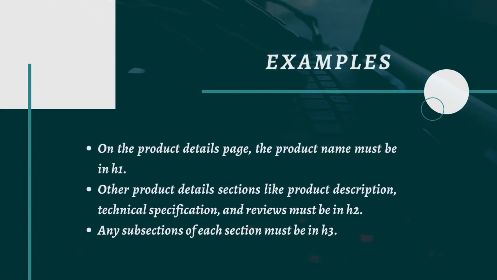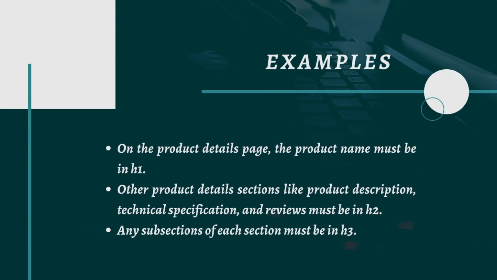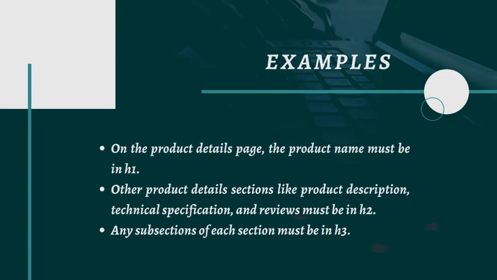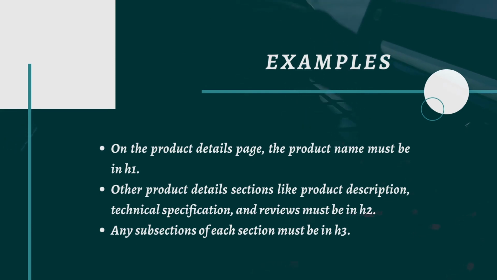Now, let's look at some examples. On the product details page, the product name must be in H1. Other product details sections like product description, technical specification, and reviews must be in H2. Any subsections of each section must be in H3.